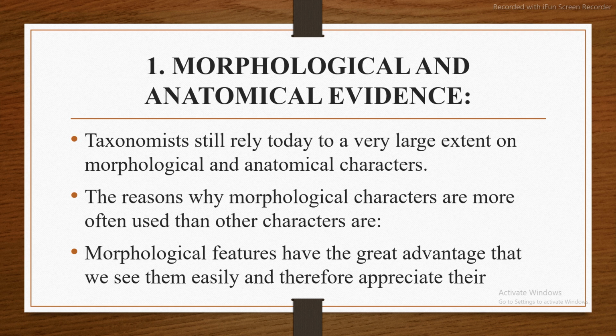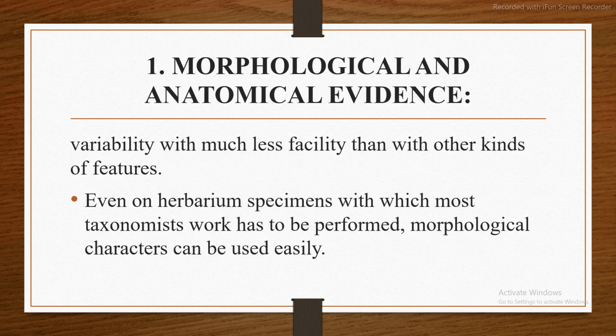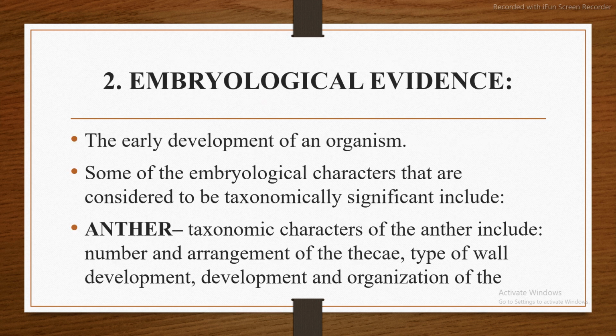So first I am going to discuss the morphological and anatomical evidences. Taxonomists still rely today to a very large extent on the morphological and anatomical characters. The reasons why the morphological characters are more often used than the other characters are: first reason is morphological features have the great advantage that we can see them easily and therefore appreciate their variability with much less difficulty than with other kinds of features. Even on herbarium species, with which most taxonomists' work has to be performed, morphological characters can be used easily.